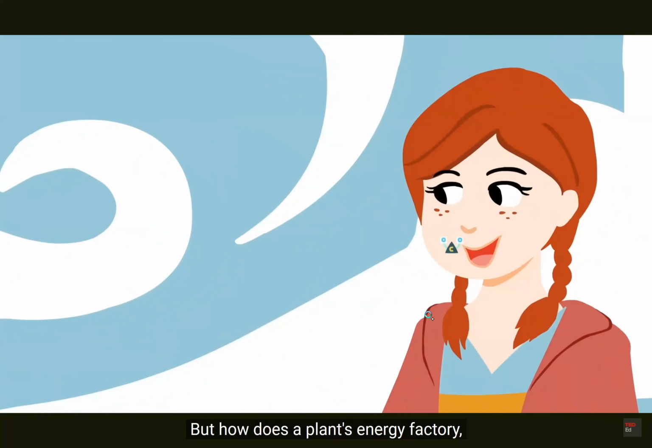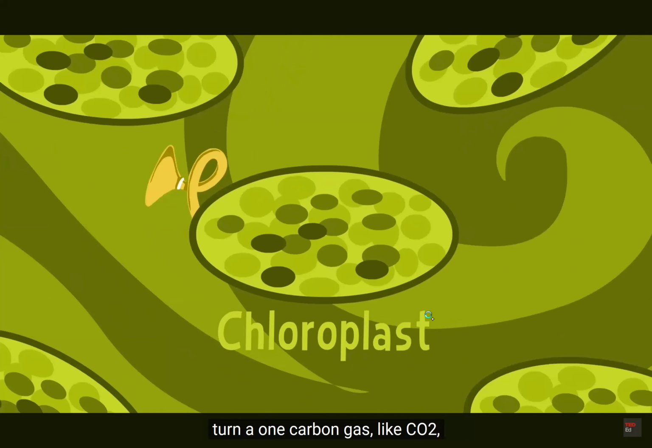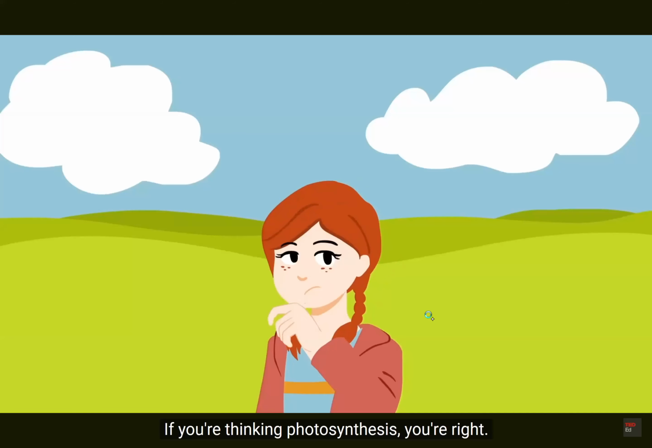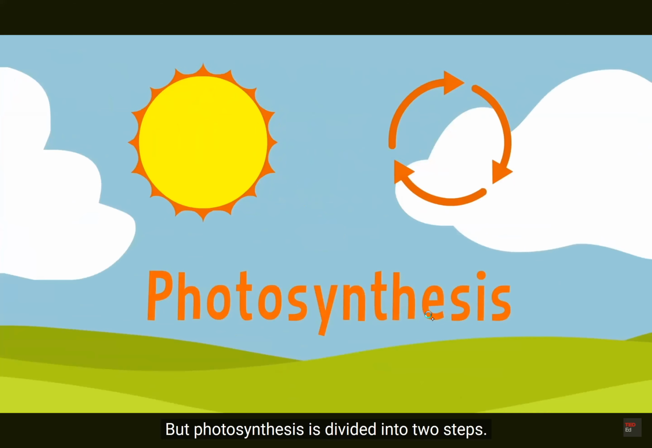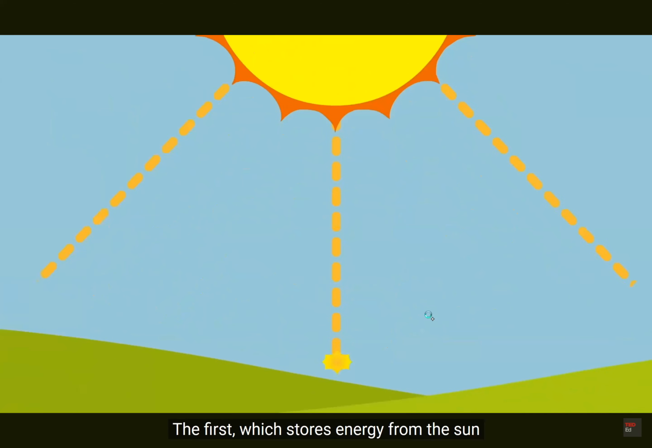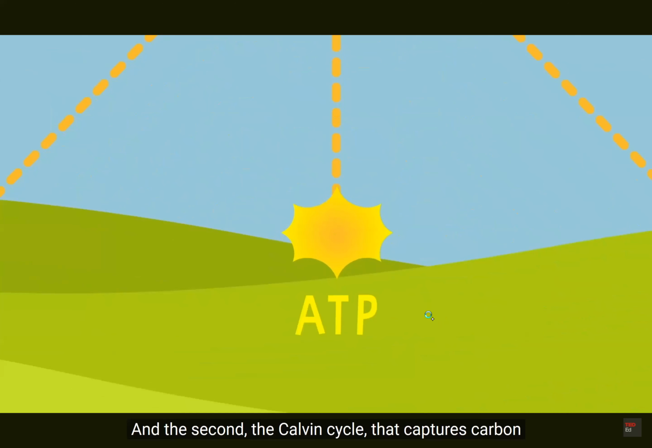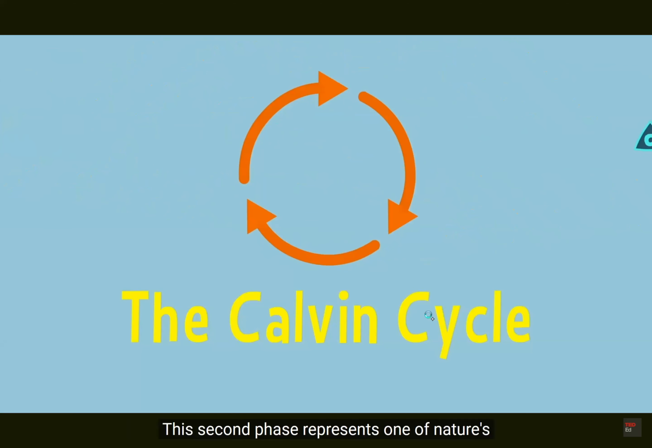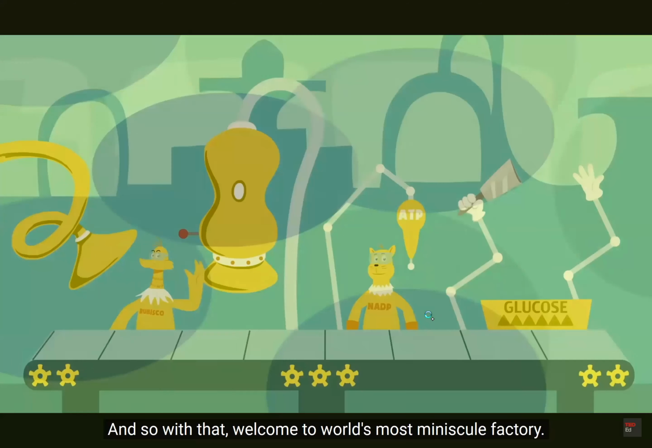But how does a plant's energy factory, housed in the stroma of the chloroplast, turn a 1 carbon gas like CO2 into a 6 carbon solid like glucose? If you're thinking photosynthesis, you're right. But photosynthesis is divided into 2 steps. The first, which stores energy from the sun in the form of adenosine triphosphate, or ATP. And the second, the Calvin cycle, that captures carbon and turns it into sugar. This second phase represents one of nature's most sustainable production lines. And so with that, welcome to the world's most minuscule factory.